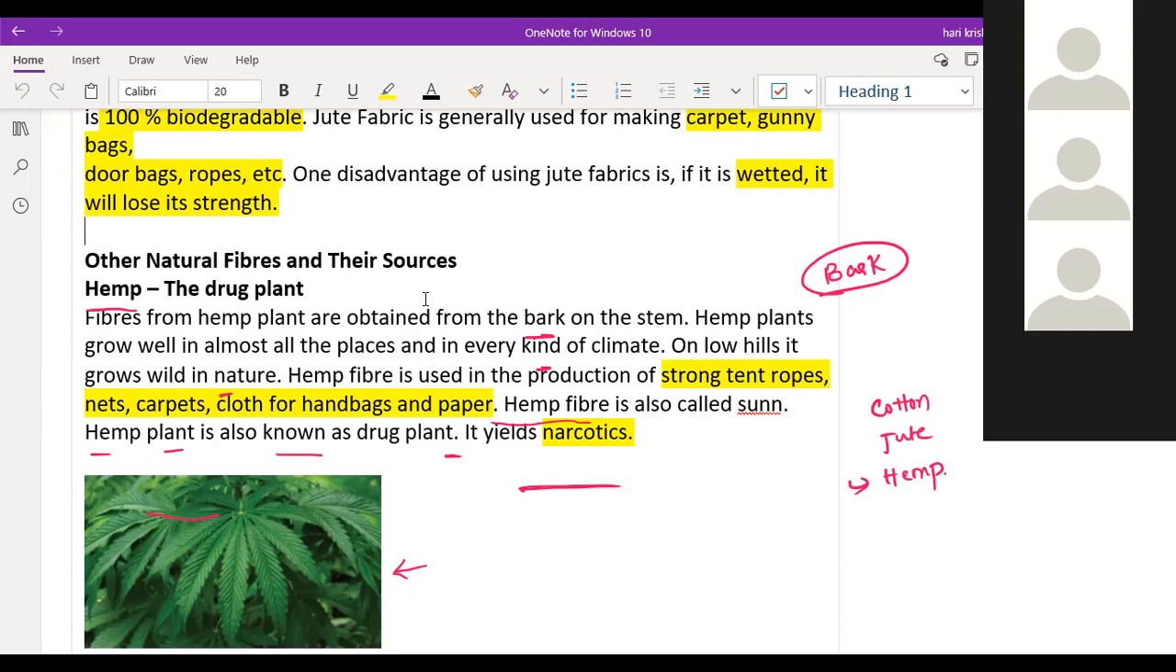Mostly this hemp plant will grow only in the hilly region. So with the help of this fiber, you can prepare tent ropes, nets, carpets, cloth for handbags and paper. Okay, so hemp fiber is also called sunn. That is a nickname, SUNN.